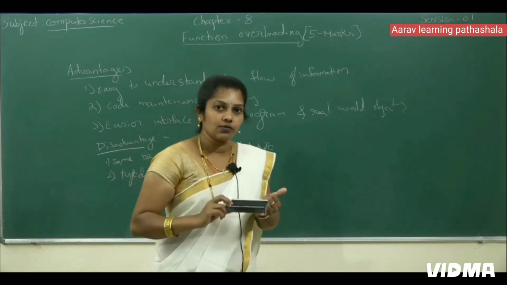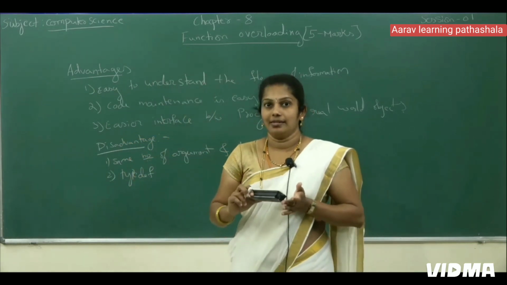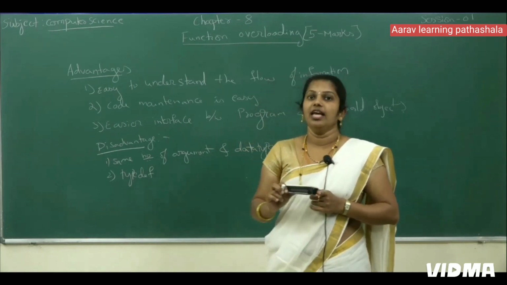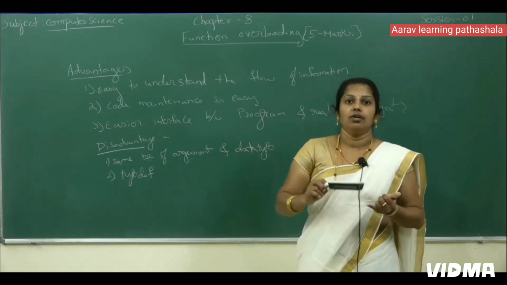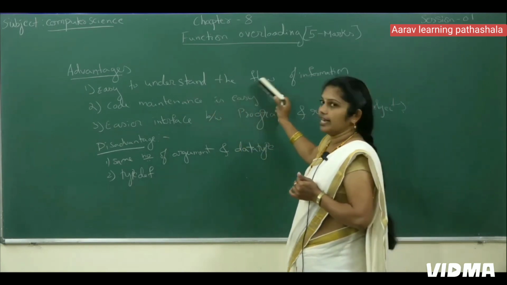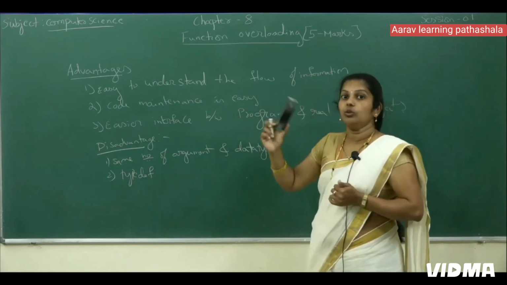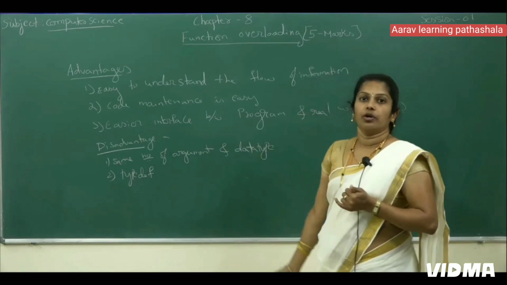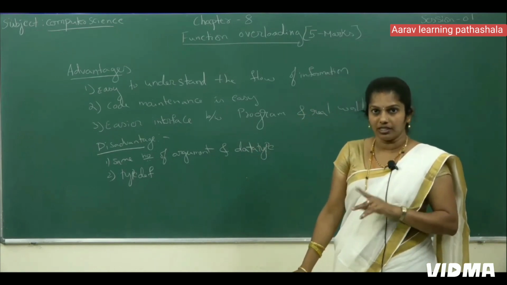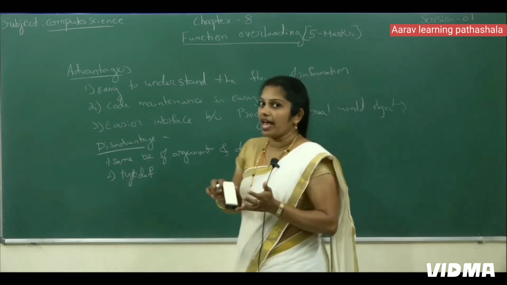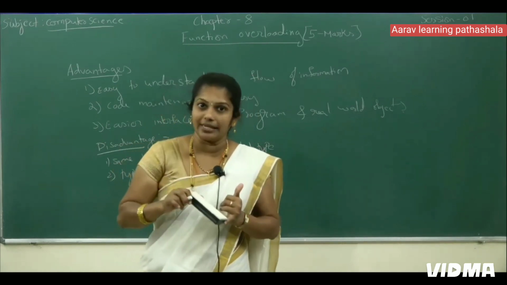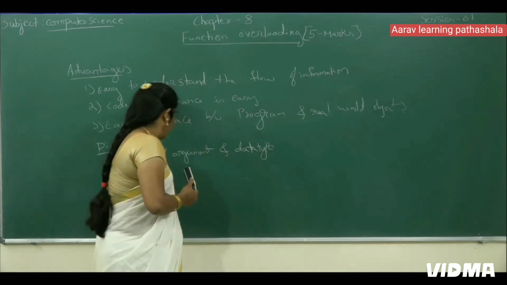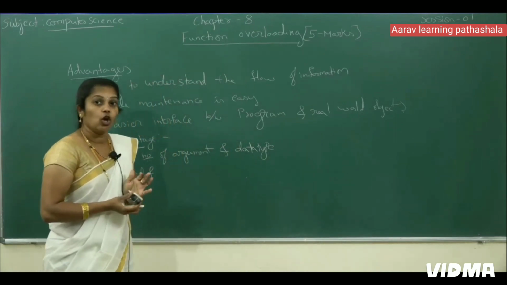5 marks question: what is function overloading? Write the advantages and disadvantages. Function overloading means 2 or more function names are the same but differ in number of arguments or data type. When we come to advantages: easy to understand the flow of information and helps to debug also. Code maintenance is easy, and there is an easier interface between program and real world object. These are the advantages. When we come to disadvantages: if you have the same number of arguments with the same data type, then it will not work properly. In the function, if I use a type definer, then also it will not work.